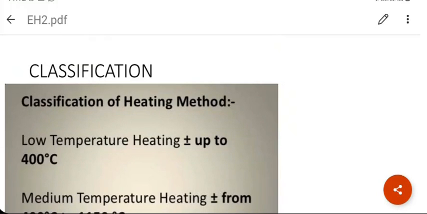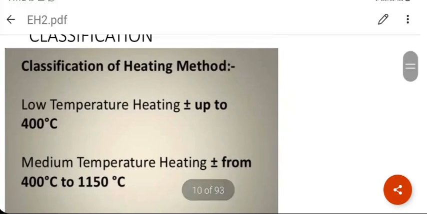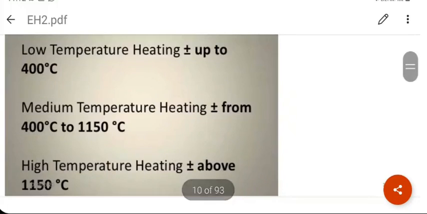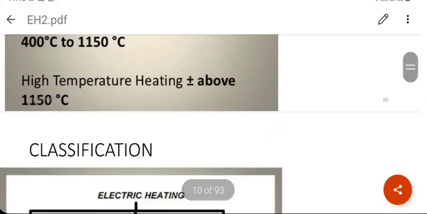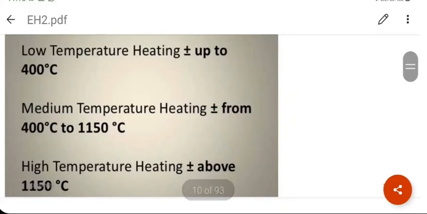Low temperature is a word which is normally used for up to 400 degrees Celsius or so. Medium temperature is reserved for 400 C to 1150 C. These are rough guidelines, okay? High temperature is anything above 1150. So when you read literature, you should be aware of roughly what these words mean.